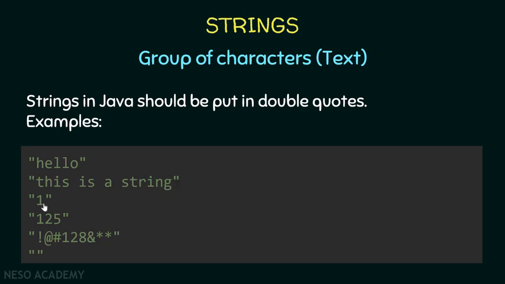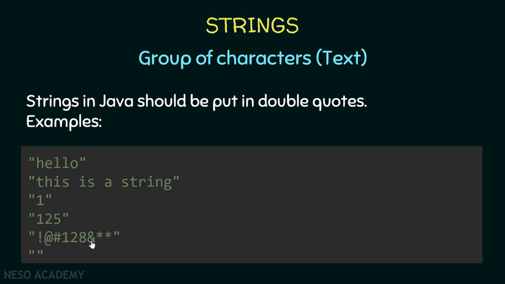Now over here we have the number 1 between double quotes, and we have 125 also between double quotes. So these are not numbers, these are strings. We are putting the character 1 between double quotes, and we are putting these characters between double quotes. So these are strings, alright?